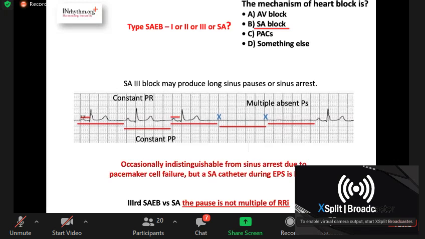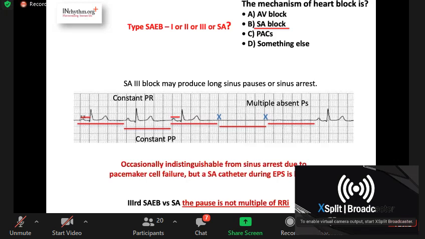SA exit block. Now, what kind of SA exit block is it? Is it type 1? No, because the PP interval remains constant. So there is no Wenckebach within the SA node. If at all, it has to be type 2 or maybe a type 3. Or whether it is a sinus arrest. So sinus arrest and a sinus exit block type 3 cause a long sinus pause. And sometimes it is not distinguishable whether it is a sinus arrest because of the complete failure of the SA node activation.